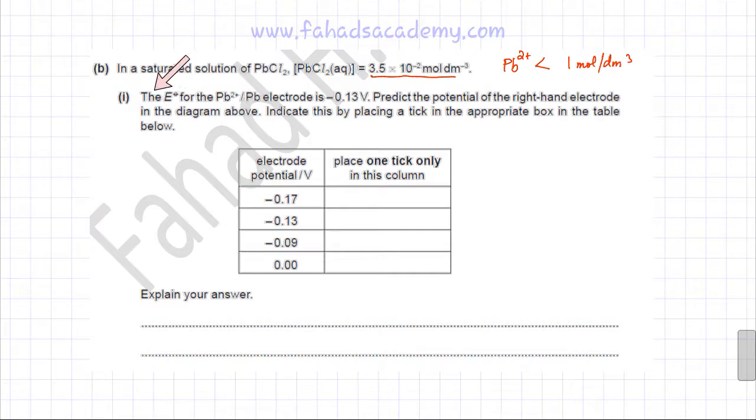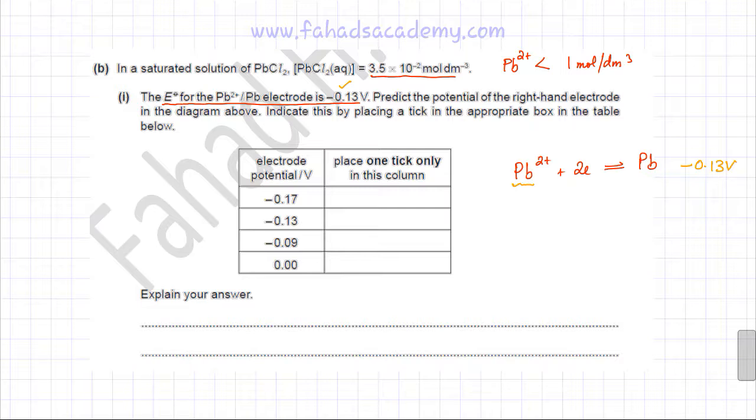So in part 1, you were given that the E0 for the Pb2+/Pb electrode is -0.13 volts. Now this is the standard electrode potential. The standard electrode potential is for ions or solutions having a concentration of 1 mole per decimeter cube. So the equation at the electrode was this one. Now if the lead ions over here have a concentration that is less than 1 mole per decimeter cube, he's also given you the value of this electrode potential: the standard electrode potential is given as -0.13 volts.